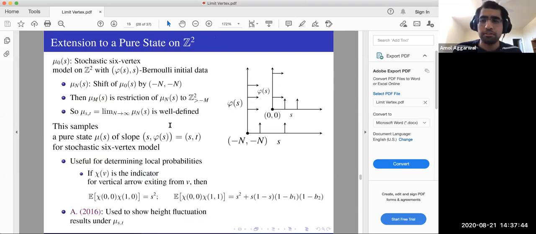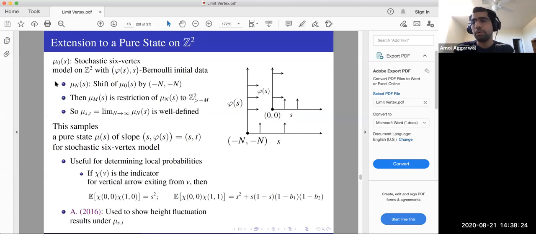Now I have to define them on the plane, which is done by a limiting procedure. So I take this quadrant and let's say I shift it back down and to the left by minus n, n. So I get a new quadrant, and I take this double-sided Bernoulli initial profile on this bigger quadrant, and then I run it. So now this is a measure on, it's still a quadrant, but now it's the quadrant whose corner is minus n comma minus n. So this defines a measure on all six-vertex path ensembles on that quadrant. Let's call it mu n of s.